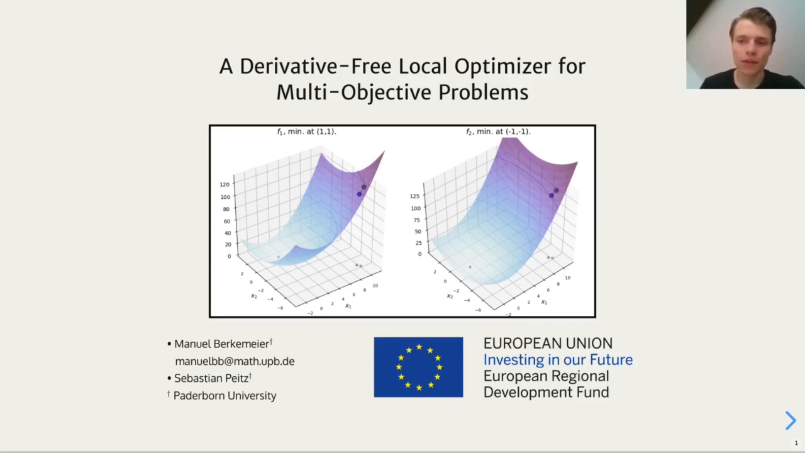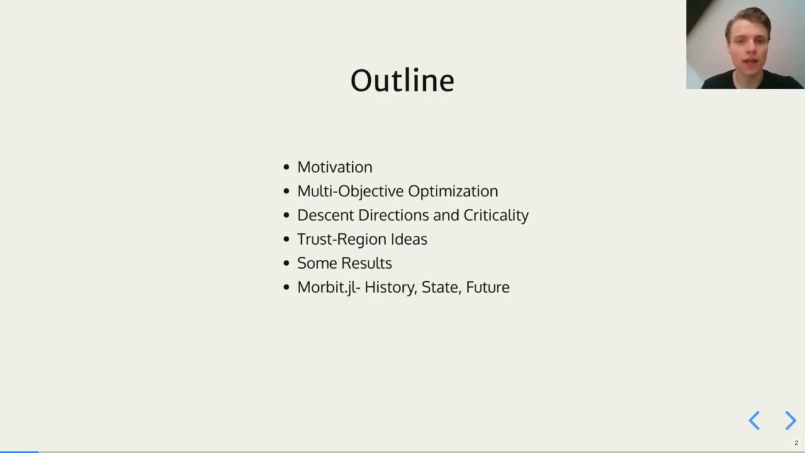First, let me provide you with a short outline of how this talk is structured. I will start with giving you a motivation of why we chose to go with the trust region approach. I will then provide the basics of multi-objective optimization and continue by giving the definitions of descent directions in the multi-objective case and the notion of criticality. We will then come to the basic ideas of the trust region algorithm and a high-level abstraction, and you will finally see some Julia code there. I will then present some results from the paper we have published using our implementation, and finally discuss a bit about the history, the current state, and the future of the Julia package that resulted from our work. It's called Morbid.